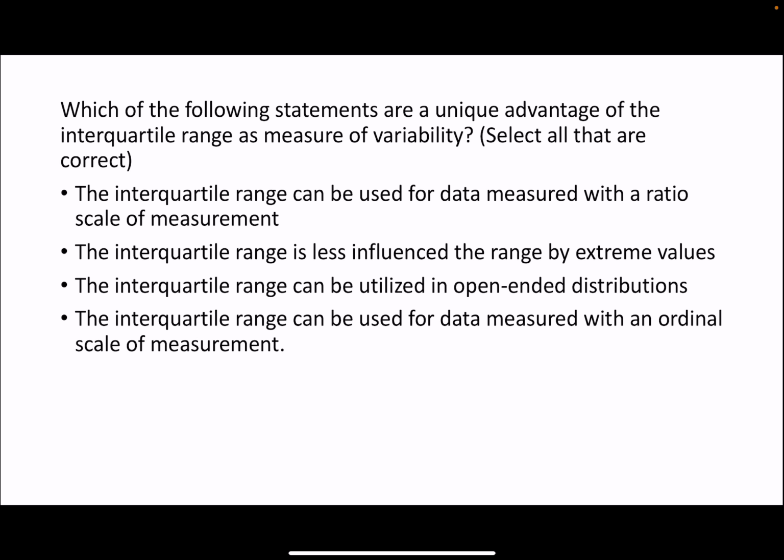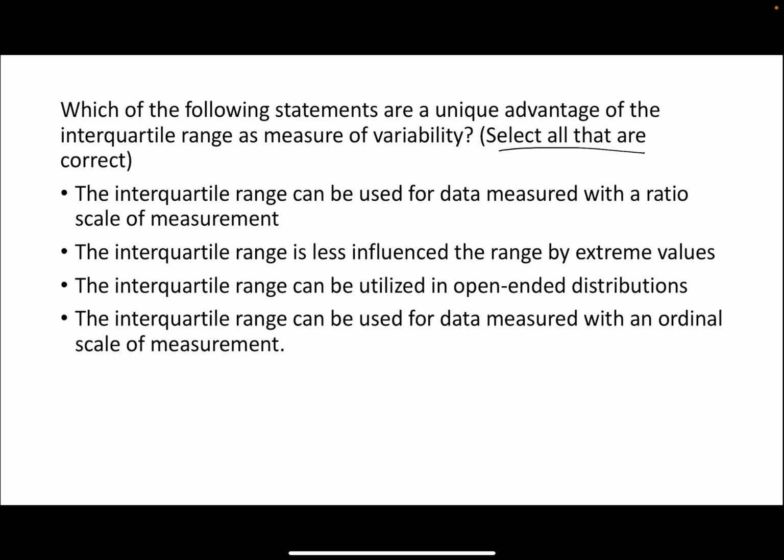All right, then: which of the following statements are a unique advantage of the interquartile range as a measure of variability? And again, we're going to select all that are correct. It says the interquartile range can be used for data measured with a ratio scale of measurement. The interquartile range is less influenced by the range of extreme values. The interquartile range can be utilized in open-ended distributions, and the interquartile range can be used for data measured with an ordinal scale of measurement.